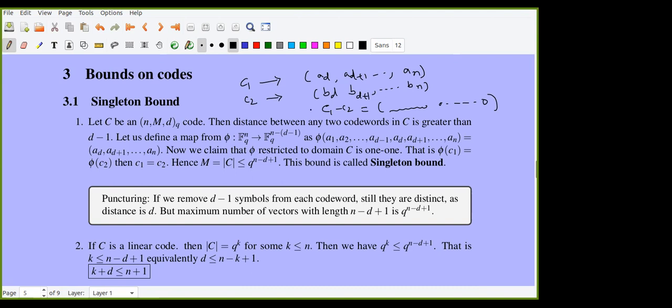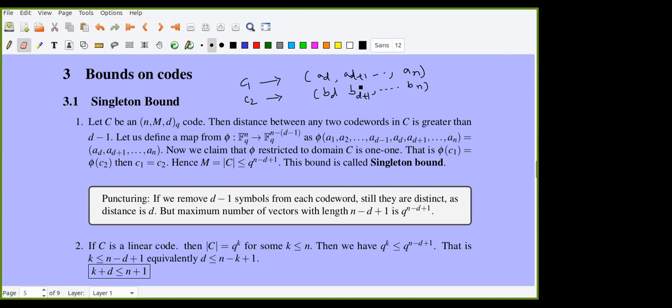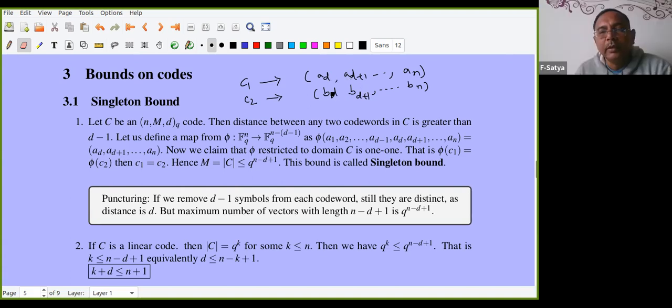Sorry, I should not take weight actually. In the linear case only this will work. But sorry for that. C1 minus C2 is for any code, right? My point is that they have distance at least one. Are you following that point? Total distance is d, right?